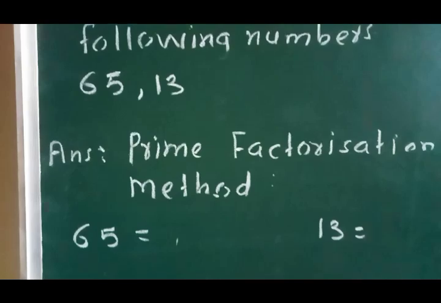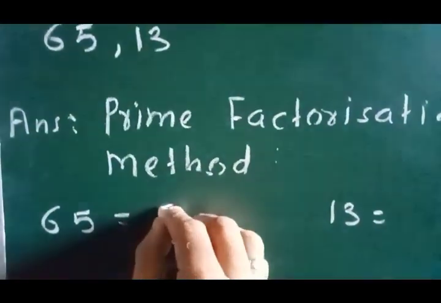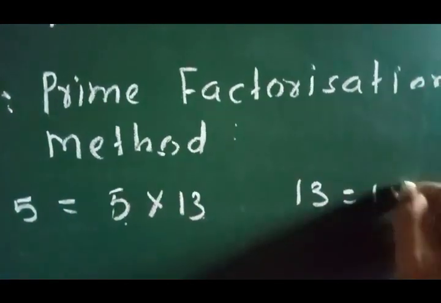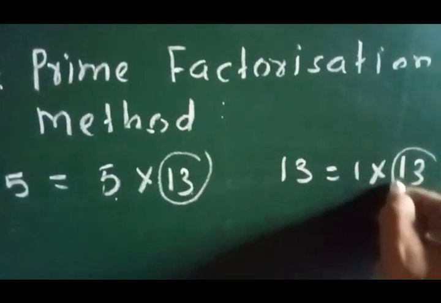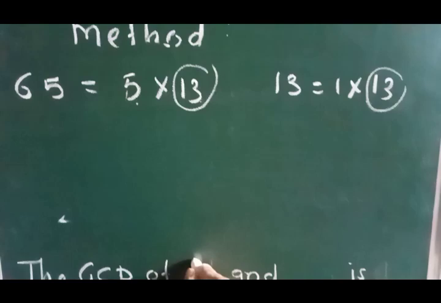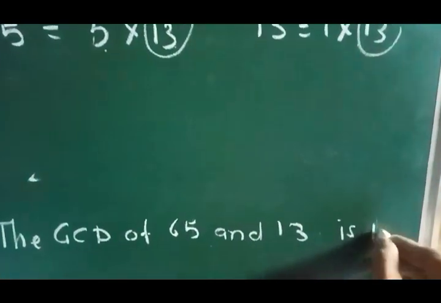Next, 65 and 13. Answer, prime factorization method. 65, first 5 into 13, 13 fives are 65. Here 1 into 13. The common factor here is 13, here also 13. Therefore, the GCD of 65 and 13 is 13.